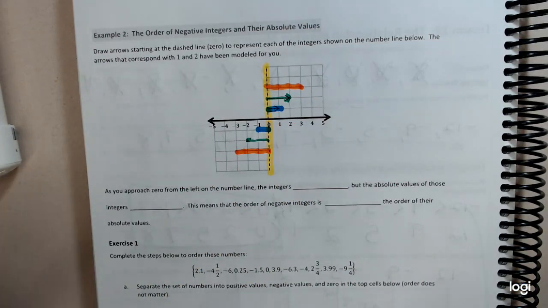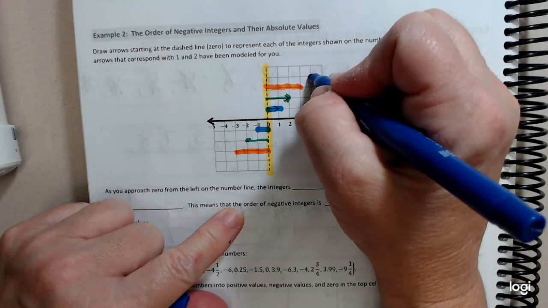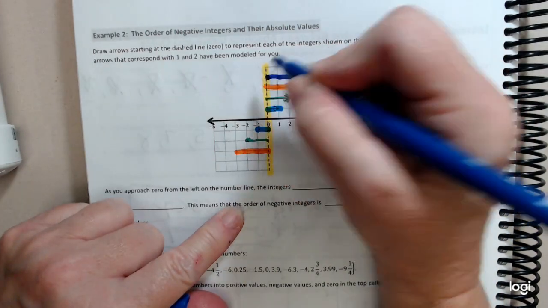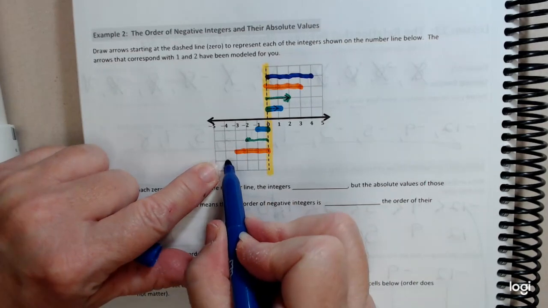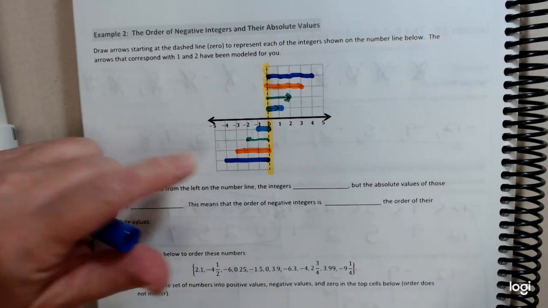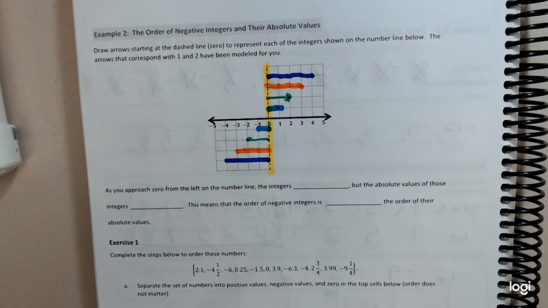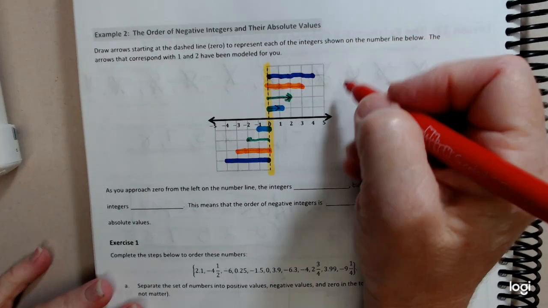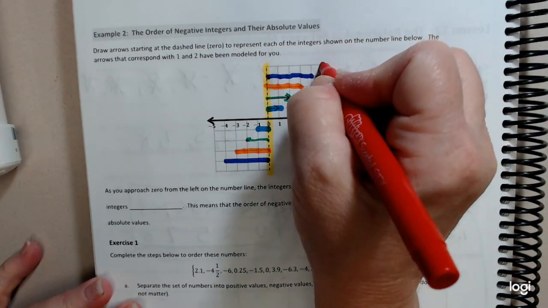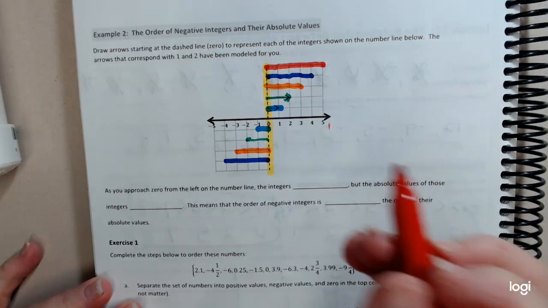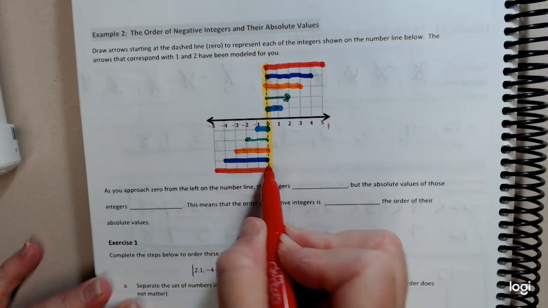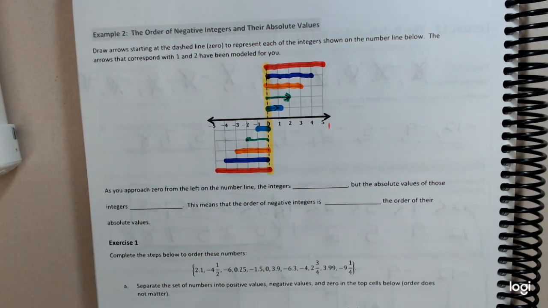Let's look at 4. Here's positive 4. It's 1, 2, 3, 4 places away from 0. Here's negative 4. It is also 4 places away from 0. So I'm just kind of giving you a visual to make sure you understand what absolute value is. Positive 5 is 1, 2, 3, 4, 5 places away, and negative 5 is also 5 places away.